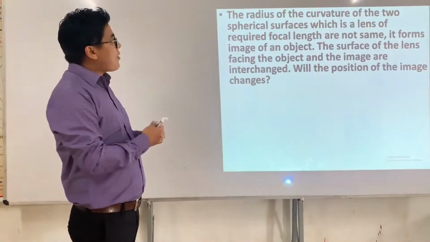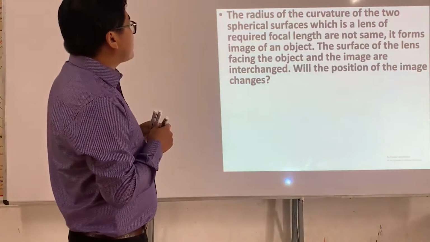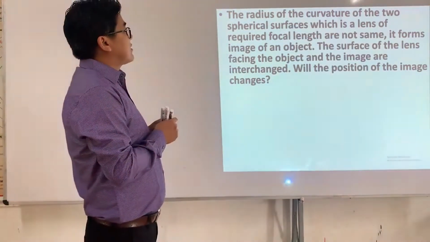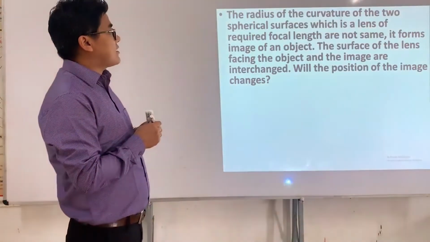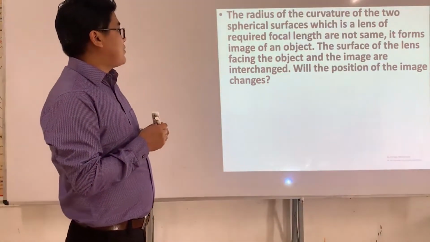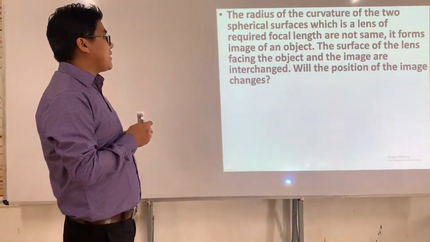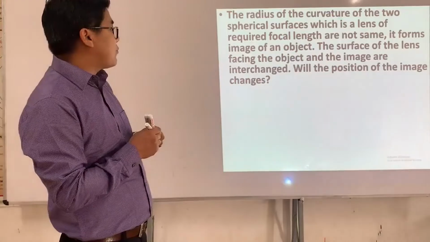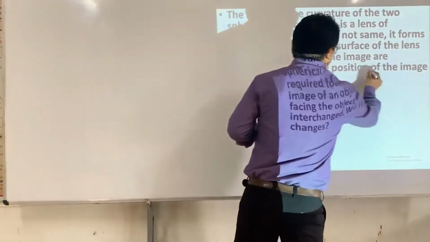The first problem I have is: the radii of curvature of the two spherical surfaces of a lens, whose focal lengths are not the same, form an image of an object. If the surfaces of the lens facing the object and the image are interchanged, will the position of the image change? This is the question. Alright.